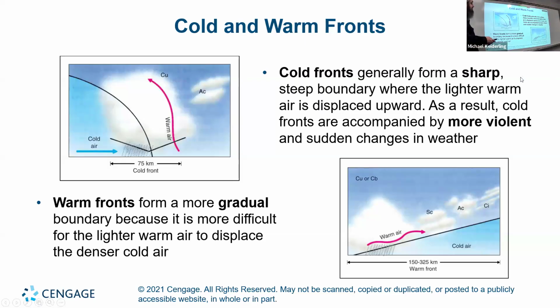So cold fronts generally form a sharp, steep boundary where the lighter warm air gets displaced upward, and you get more violent and sudden changes in weather. You get very intense, relatively short storms. While warm fronts form a more gradual boundary because it's more difficult for the lighter warm air to displace the denser cold air. So the rise is spread out over a larger area. So a larger area gets rainfall, but it's not as intense, not as concentrated. So you get lighter rain over a longer time.